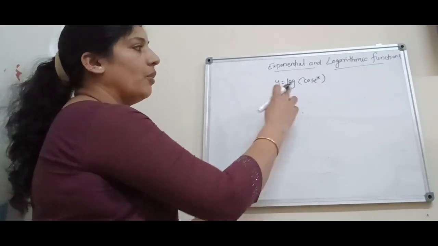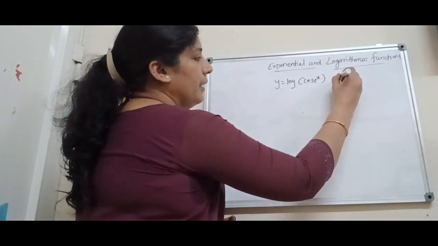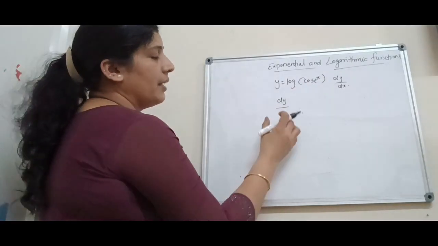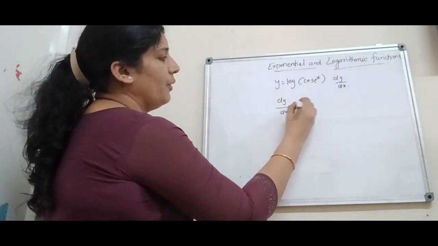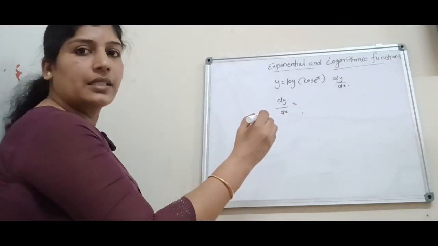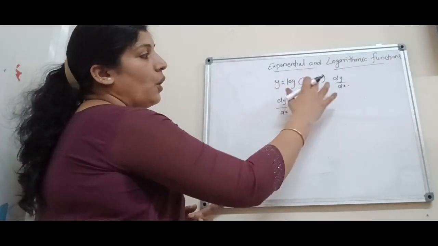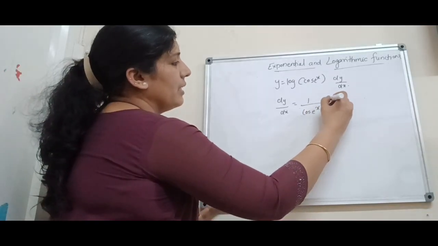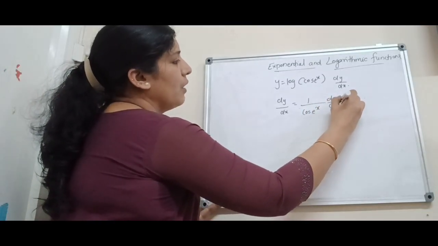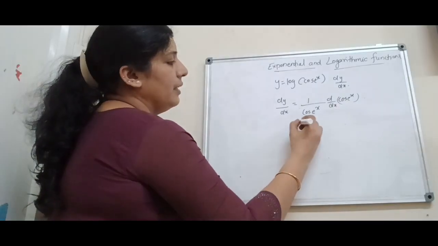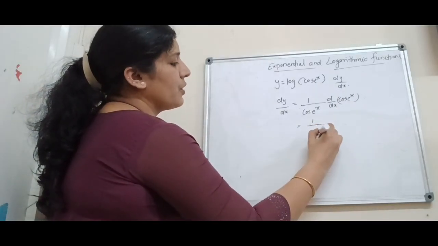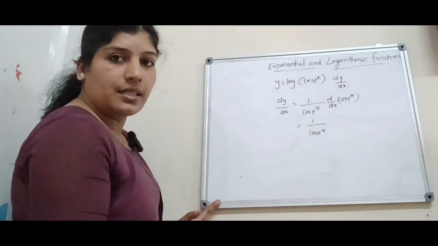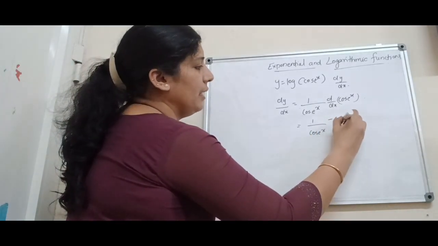Next, consider the question y equal to log cos e raised to x. Find the dy by dx. Here, first we can consider it is of the form log x, that is y equal to log x. Therefore, dy by dx equal to, first we can consider derivative of log x is 1 by x. Derivative of log cos e raised to x is 1 by cos e raised to x, into d by dx of cos e raised to x. d by dx of cos x is minus sin x. Therefore, minus sin e raised to x.